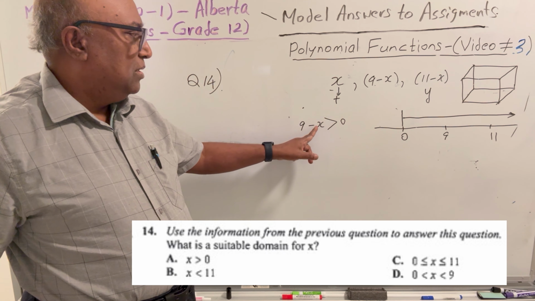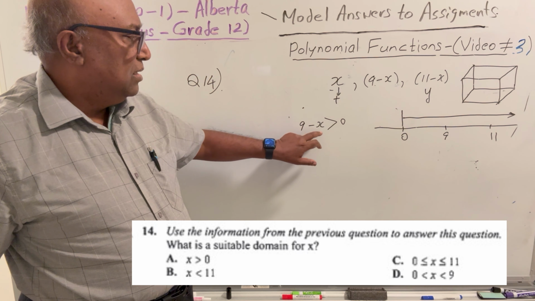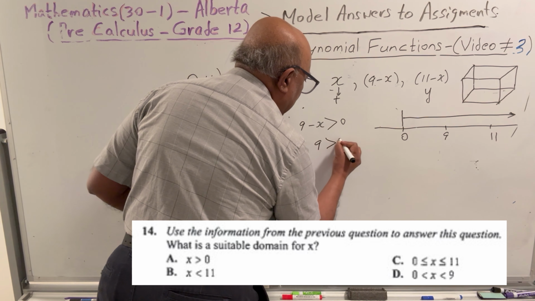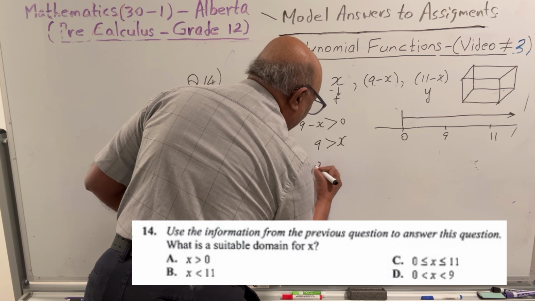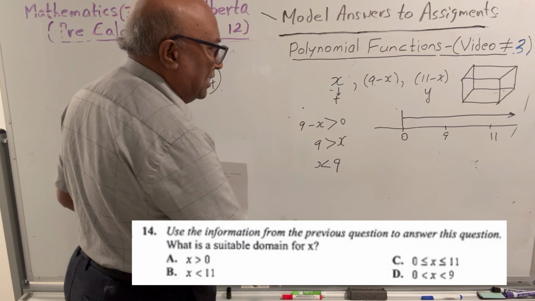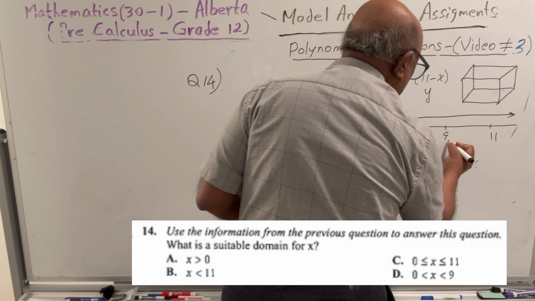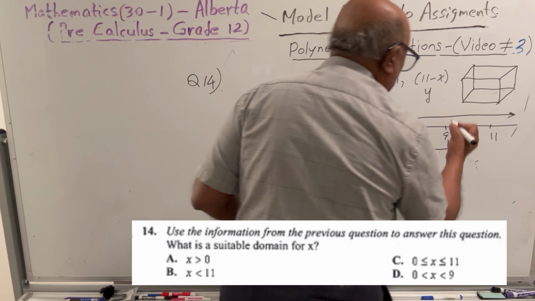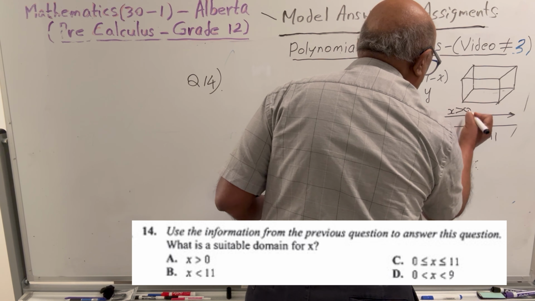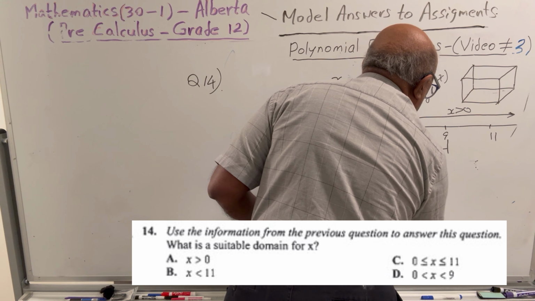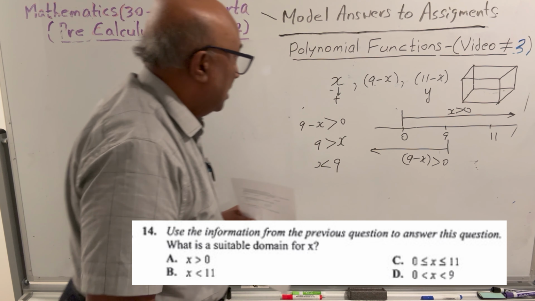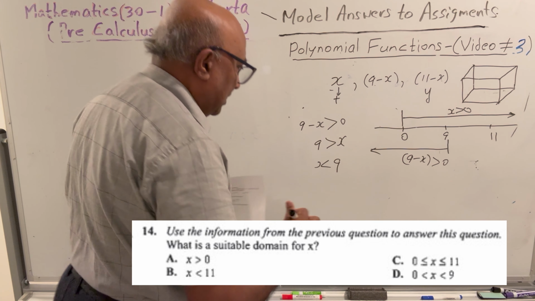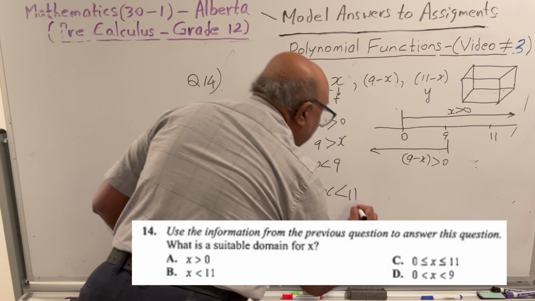What do you get from here? When you solve this inequality, if you add plus x to both sides, 9 greater than x, that means when you reverse this inequality, x less than 9. Now let's interpret this one. x less than 9 means this should be like this. This is x greater than 0. This is for the second inequality, 9 minus x greater than 0. The other one, in the same way, 11 minus x greater than 0 means x is less than 11. I wrote this directly.